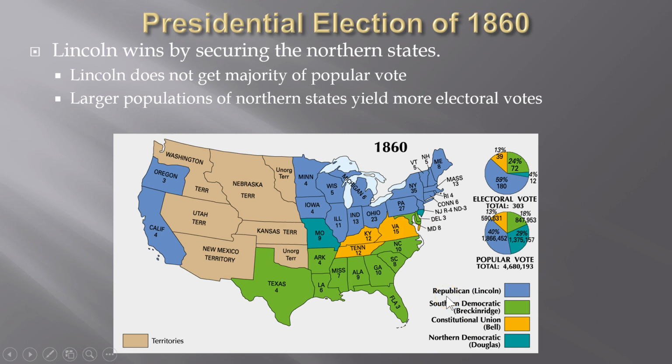states. Breckinridge wins most of the Deep South. Bell's going to win these border states that are in between. The only state that Douglas is going to win is Missouri. Even though Douglas gets almost 29% of the popular vote, he doesn't win a majority in any states in the North, so he can't win those electoral votes.